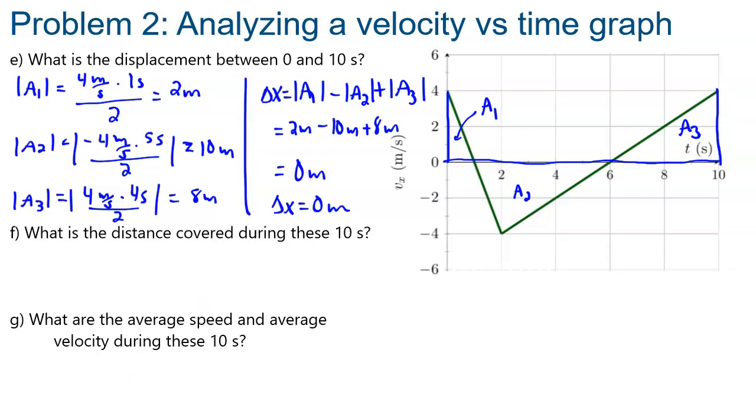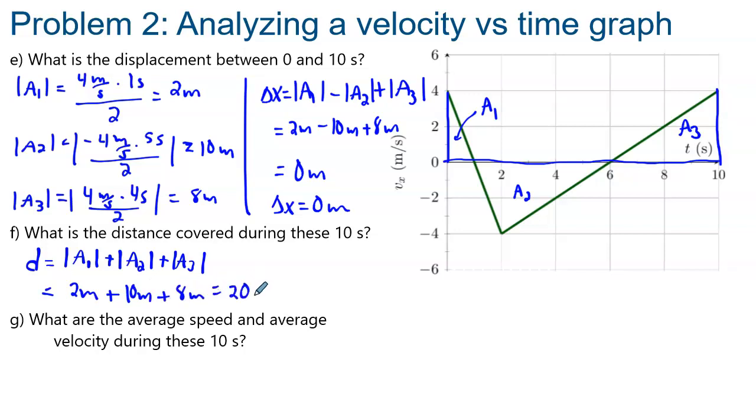If what we want instead is the distance, we are dealing with the same areas. The only difference is that we want to add all the areas together, because even if it's moving backward, we still want to add that quantity in there. So in the end, the big difference is that we will have 2 meters plus 10 meters plus 8 meters for a total of 20 meters. And that's the distance covered during the 10 seconds.